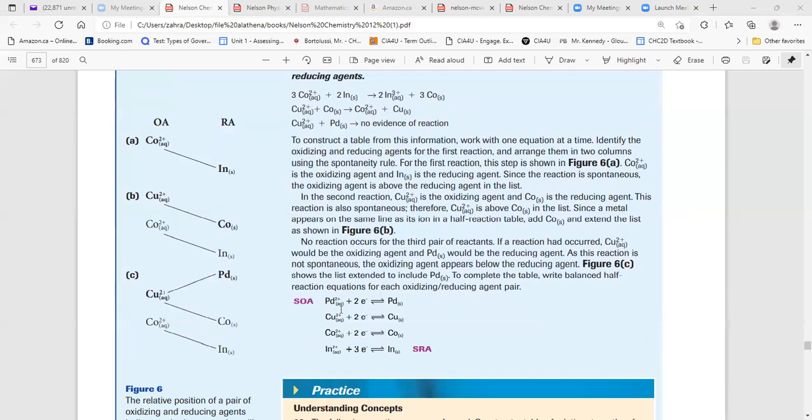After that, you put Cu2+. And after that, you write Co, and then Co2+, which is there. And then the last thing is you write indium. So from the top is the strongest oxidizing agent, and here is the strongest reducing agent.